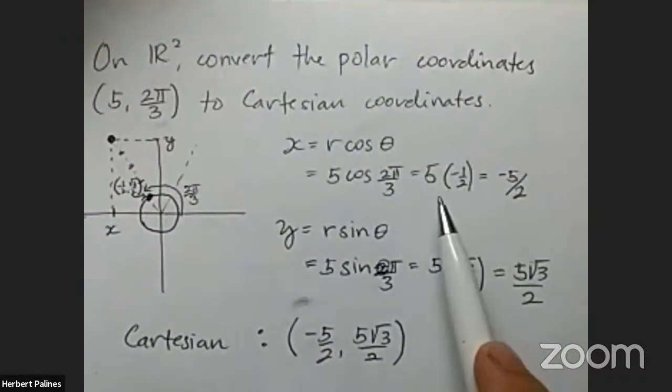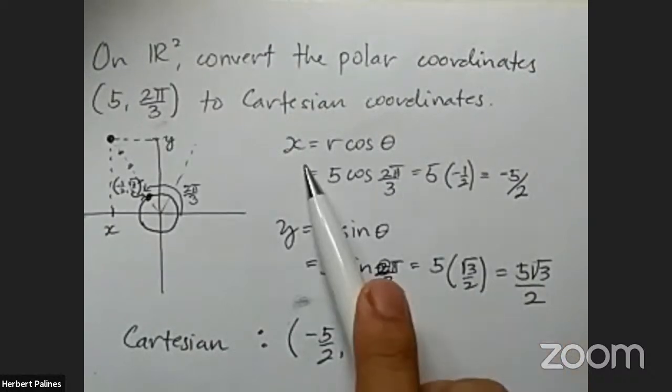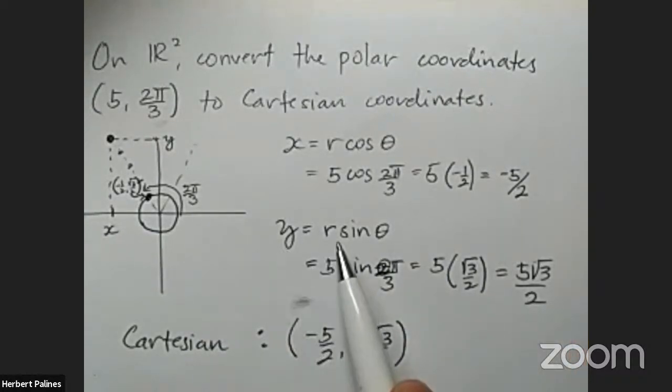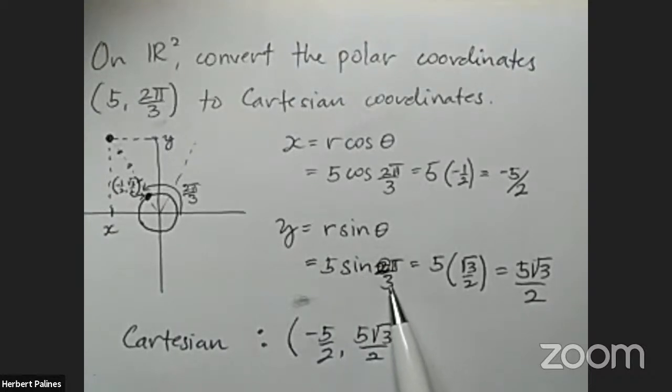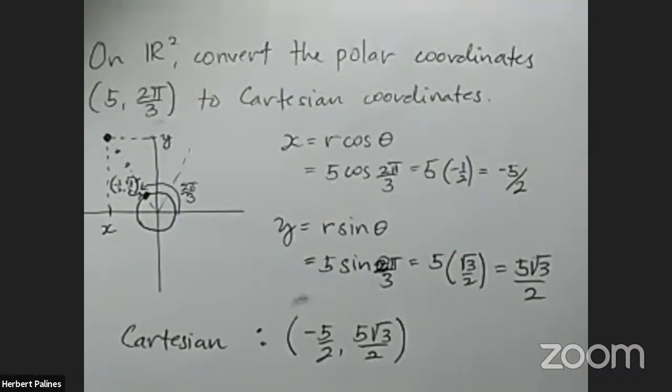Okay. And we know that cosine 2 pi over 3 is -1/2, so x will be -5 halves. Similarly, y will be r sine theta, or 5 sine of 2 pi over 3, or 5 times square root of 3 over 2, or 5 square root of 3 over 2. So in that case, the Cartesian coordinates are given by (-5 over 2, 5 square root of 3 over 2).